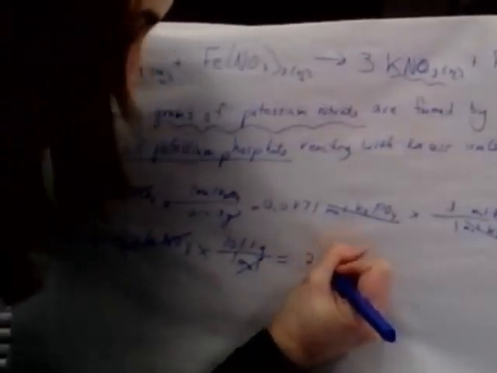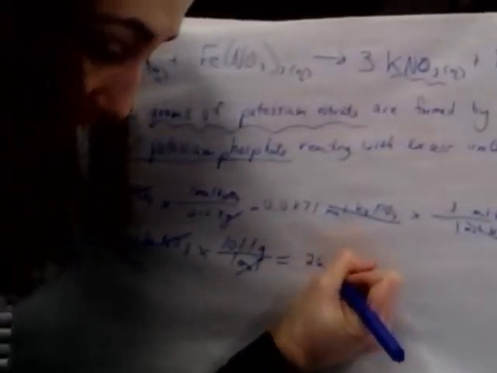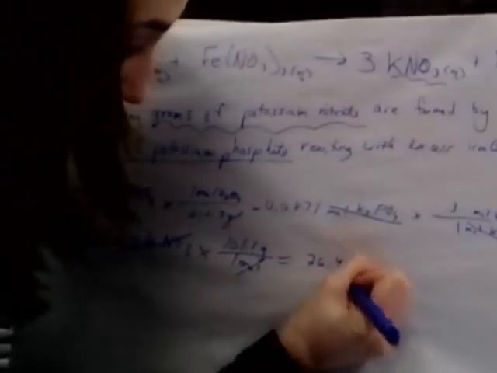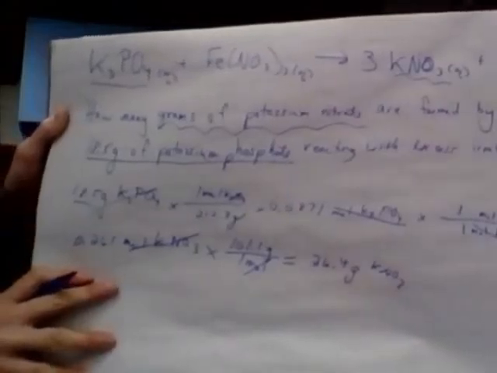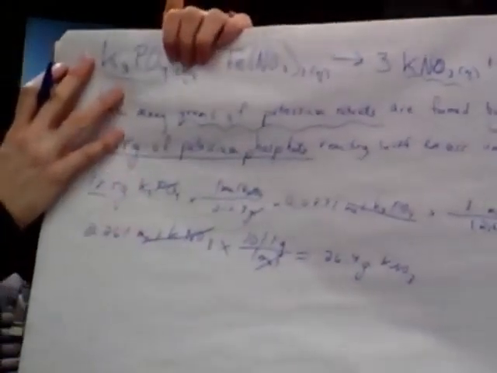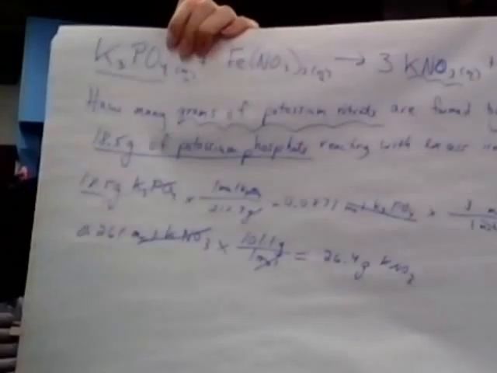26.3871. So again, my original number had 3 significant figures. So since this was all just multiplication and converting units, that would be 26.4 grams. And that is of potassium nitrate. So that's how much potassium nitrate in grams would be formed by reacting that amount of potassium phosphate.